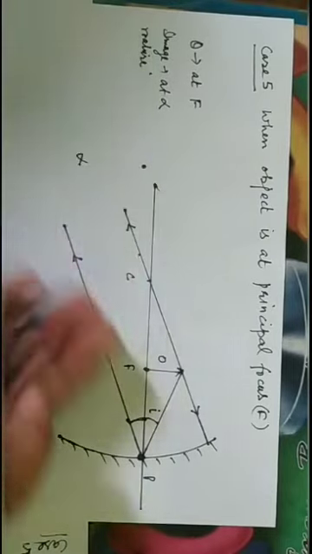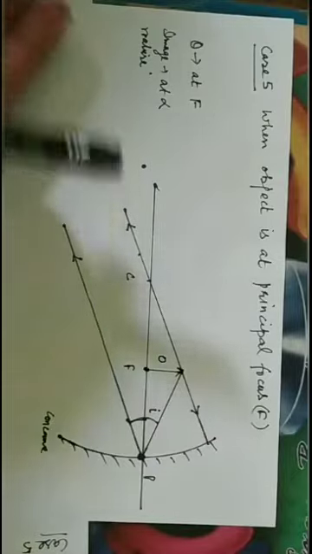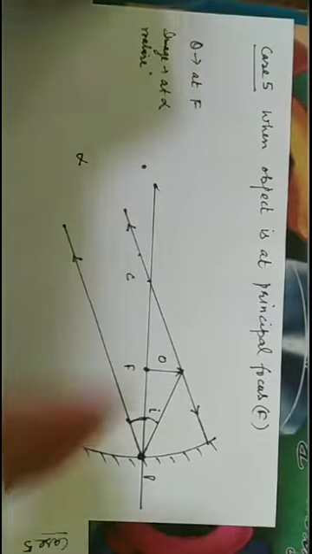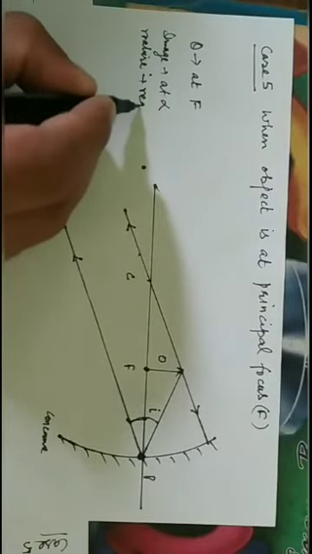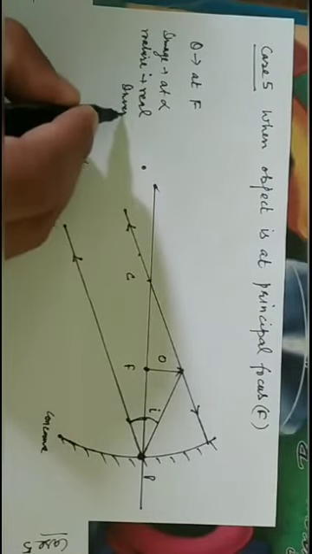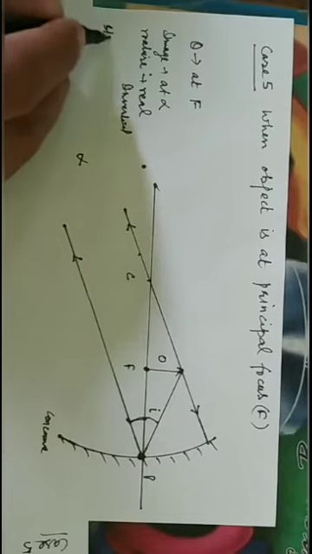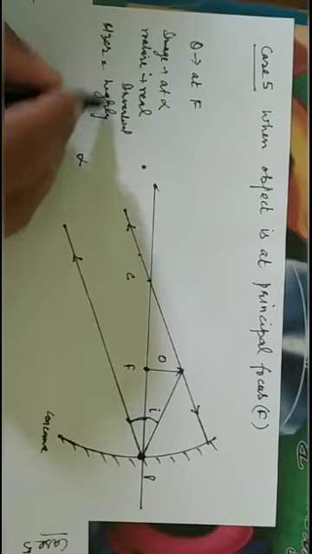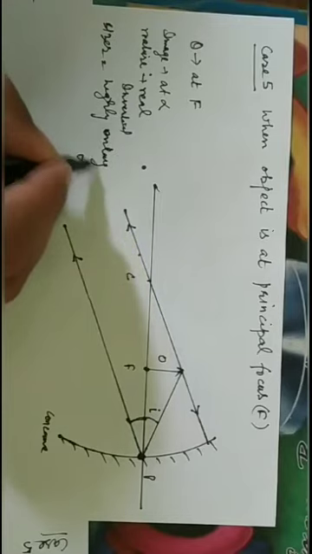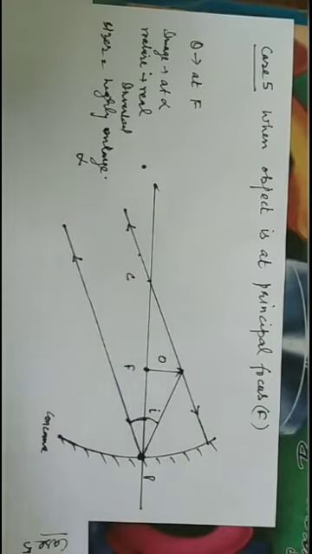They are meeting in this region. After reflection they are meeting, so it means the nature is real. So a real image is inverted. And what is the size? The size is enlarged, highly enlarged. So this is our fifth case, when your object is at focus. When your object is at focus, your image is at infinity, and the image is real, inverted and highly enlarged.